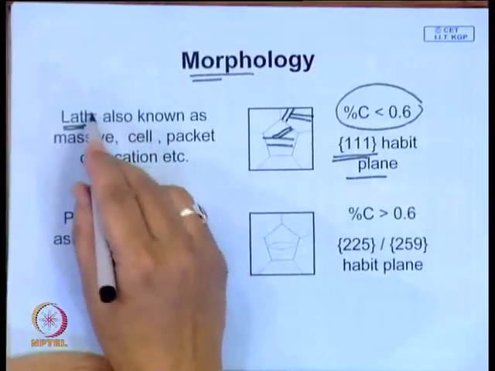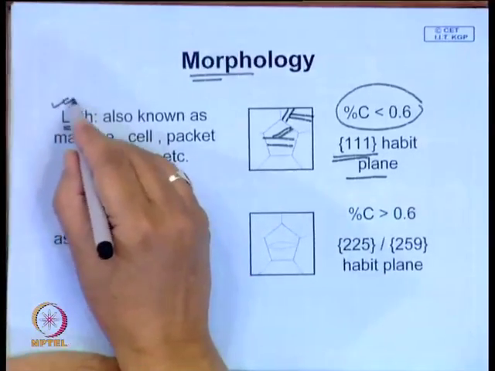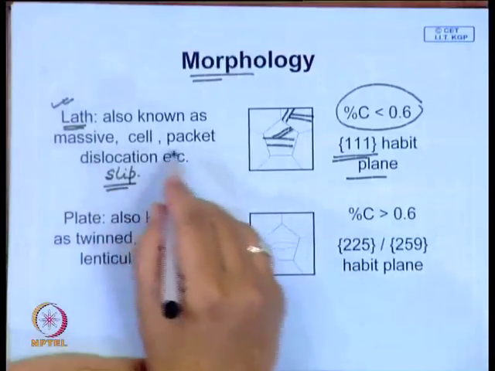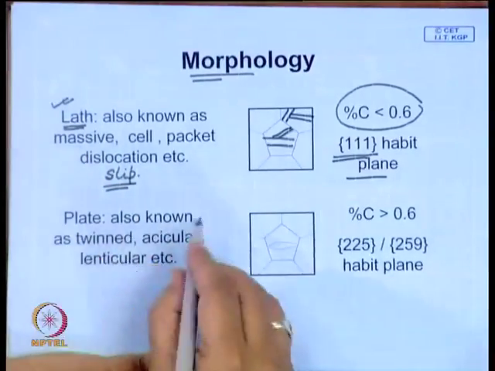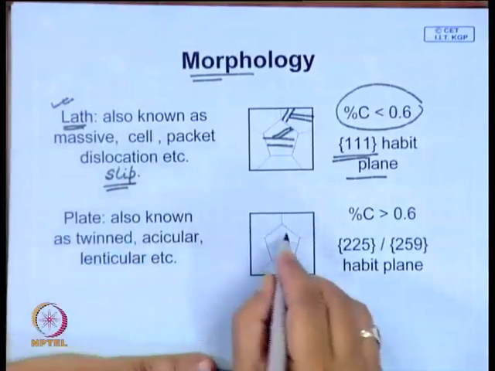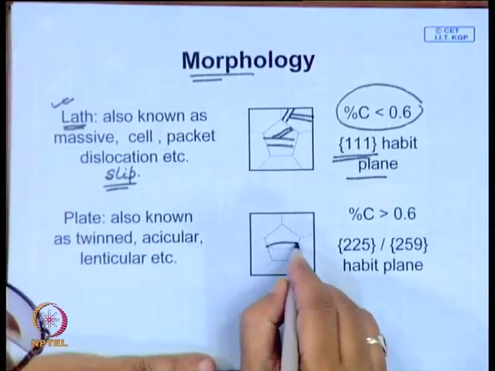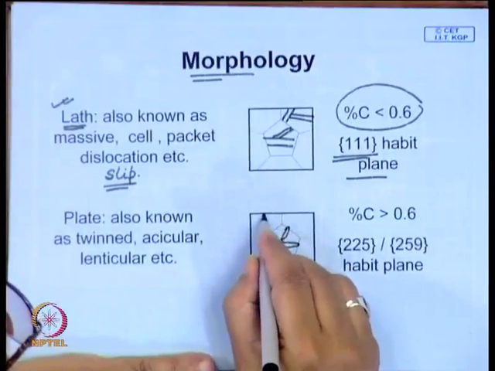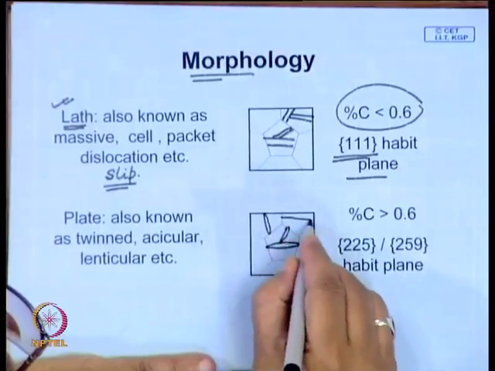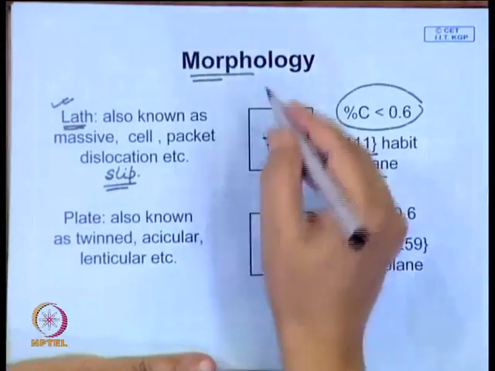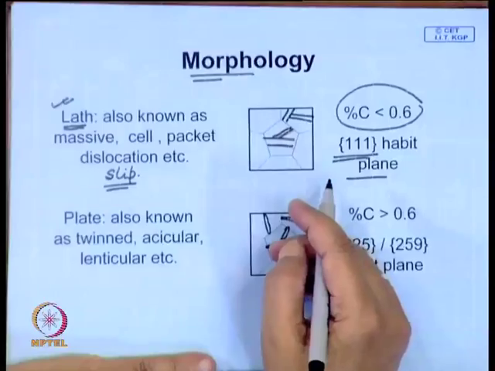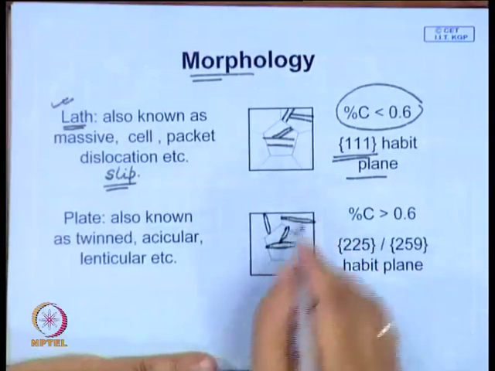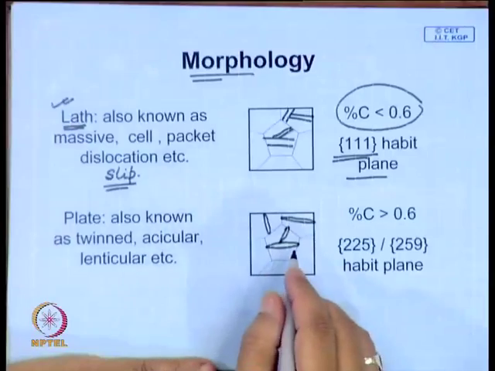And the present name is lath, but it has been known by several other names earlier also, which are shown here. And the other one, where you have an irrational plane, is a needle-like structure, and this is the structure. In this case, this interface movement, whether it is lath or plate type martensite, is very fast. This moves almost at the speed of sound.